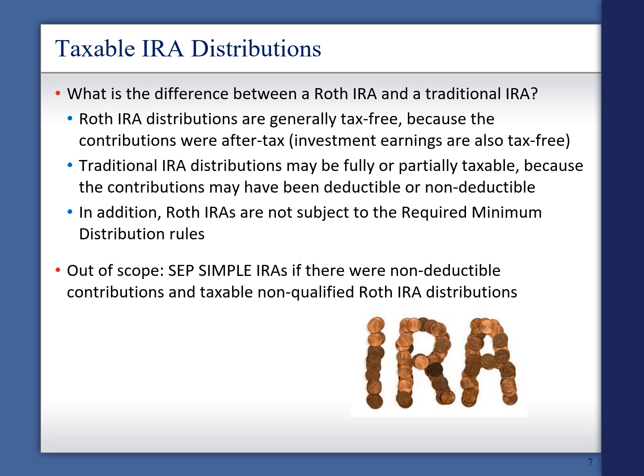Traditional contributions may be fully or partially taxable, and Roth IRAs are not subject to the required minimum distribution rules. Traditional IRA distributions may be fully or partially taxable because the contributions may have been deductible or non-deductible. We are not trained to do SEP simple IRAs, so those are out of scope.